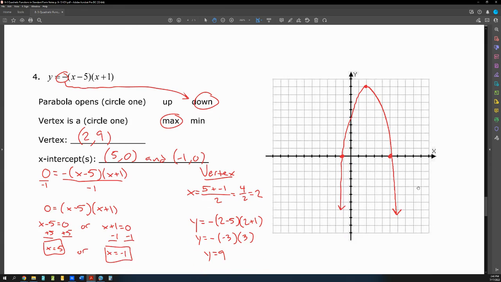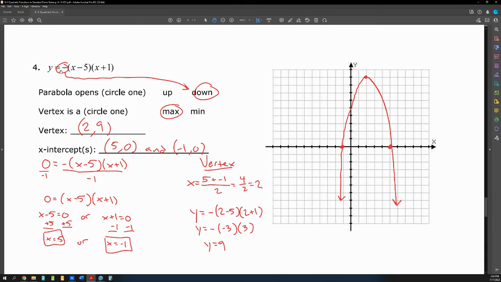For number 4, we can see from this negative out in front that this is going to open downward. We're going to find our x-intercepts by setting the equation equal to 0, or setting y equal to 0, I should say, solving for x. We get (5, 0) and (negative 1, 0). We take the average of the x-intercepts to get an x-coordinate of our vertex as 2, and then plugging in 2 for x, we solve for y. In the original equation, we get y equals 9. And here's the graph here.